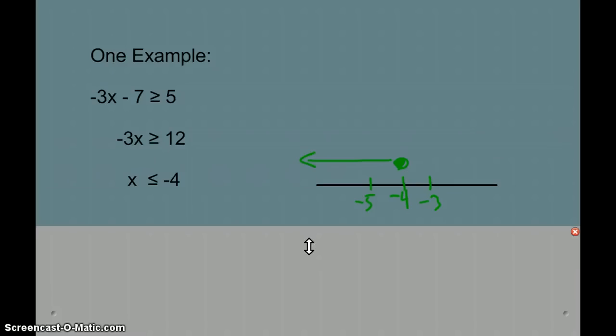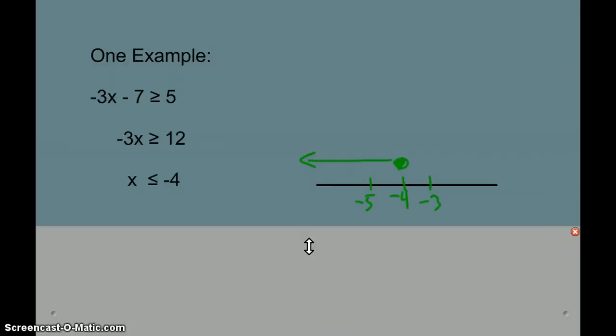But because we divided by a negative, we have to make sure we flip that sign from greater than or equal to, to less than or equal to. And then it's time to sketch that on a graph. And so I have to make my two decisions. My dot is going to go at negative 4. Is it going to be open or closed? In this case, it's going to be closed because we have an equal to value.